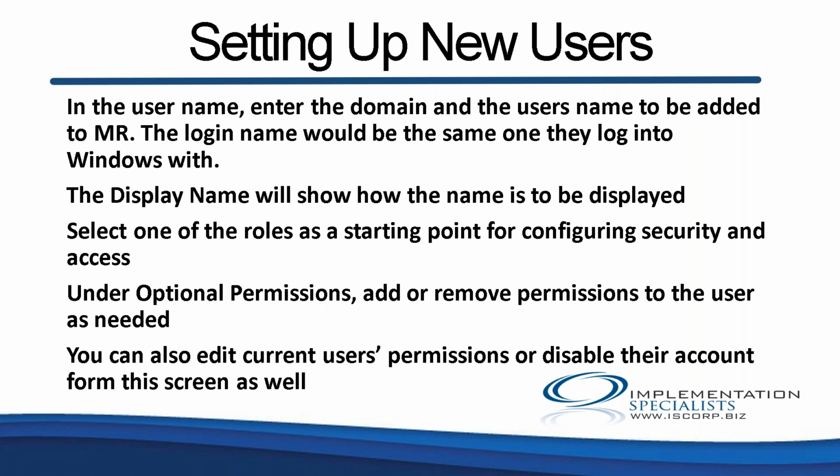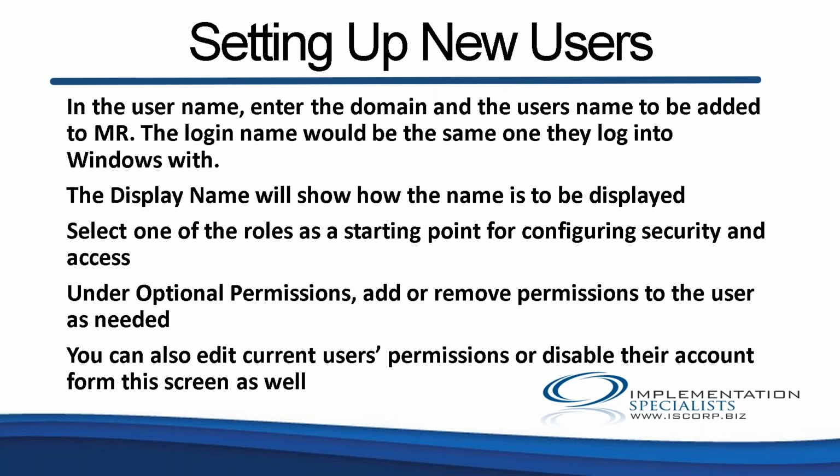In the username field, enter the domain and the user's name to be added to Management Reporter. Or you could simply type in their name and click on the search or check names button. Those of you that have set up Windows security and folder permissions are familiar with that process. You're going to select one of the roles as a starting point for configuring your security and access. It's not possible to modify security roles within GP, but you can individually modify everybody's security directly on that user, on the modify user or the new user window. It's basically the same window. It's just new if they're new, and modify if they're currently existing users.